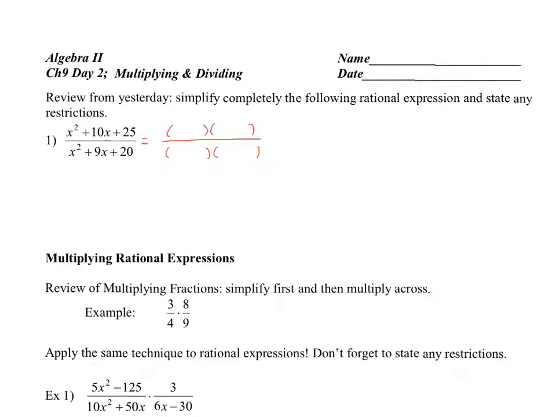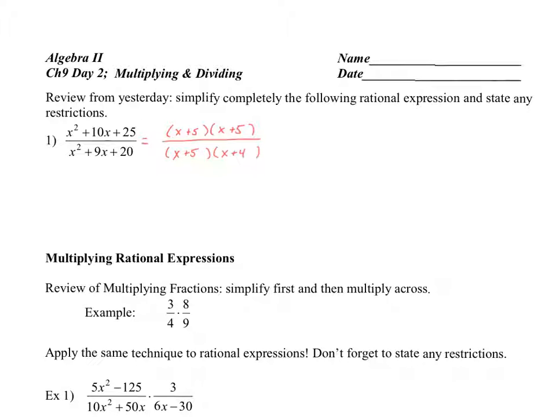As I factor the numerator, again, this is sum product factoring: two numbers that multiply to equal 25 and add to equal 10. That would obviously be positive 5 and positive 5. We could write this as x plus 5 squared. I actually prefer to leave it as x plus 5 times x plus 5, but that's really up to you. The denominator, again, the sum product factoring will factor as x plus 5 times x plus 4.